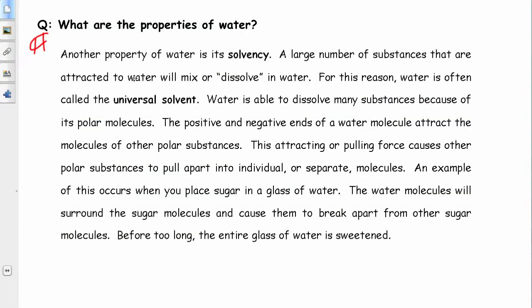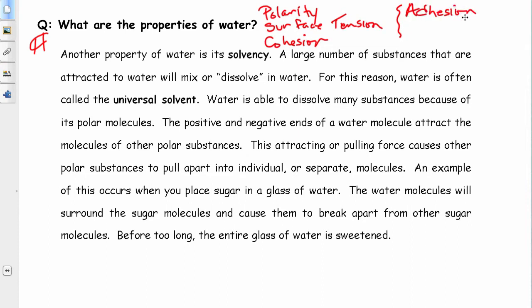What are the properties of water? And we have looked at a number of properties of water now. We've looked at polarity. We've looked at surface tension. We've looked at cohesion, which in fact causes surface tension. We've looked at adhesion. We have talked about capillary action. And now solvency. Another property of water is its solvency.